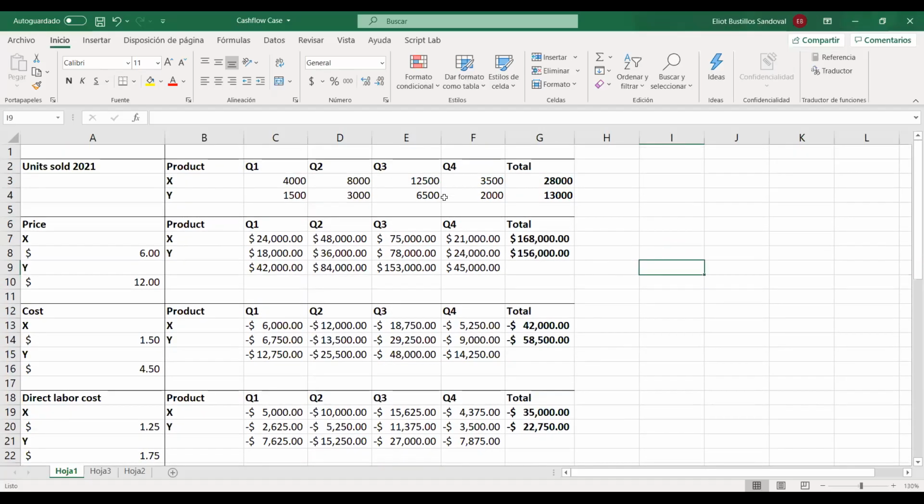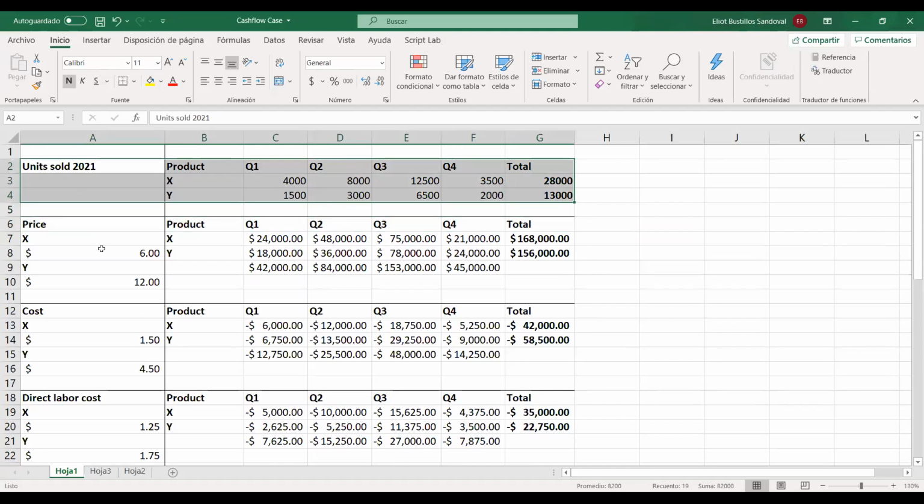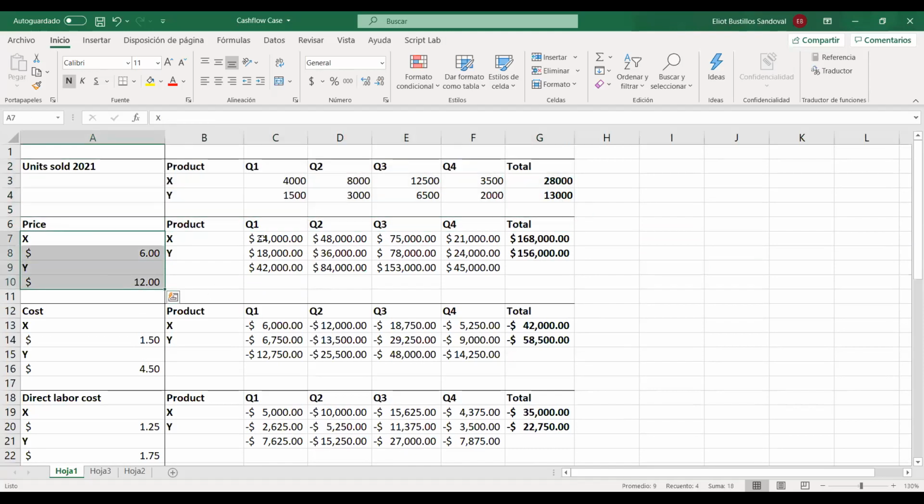Yeah, let me open it. Yes, mine is like this. Here I put units sold, and then here is the price. Okay. And here is income for each product, and then here's the total.